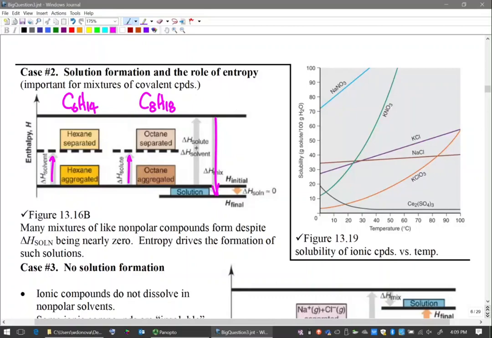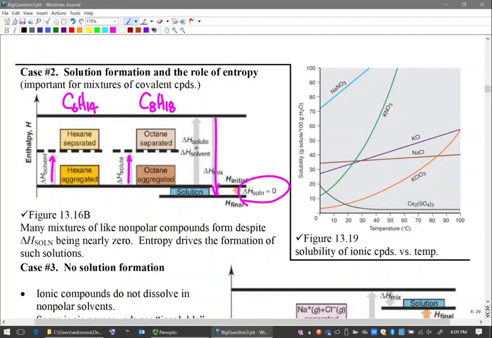Because originally we had hexane-hexane dispersion and octane-octane dispersion forces. Are the dispersion forces that you make with a hexane and an octane that much different? Not really. They're virtually the same. So you make new dispersion forces that are about the same in energy as the old dispersion forces, for an enthalpy of solution that is about 0.